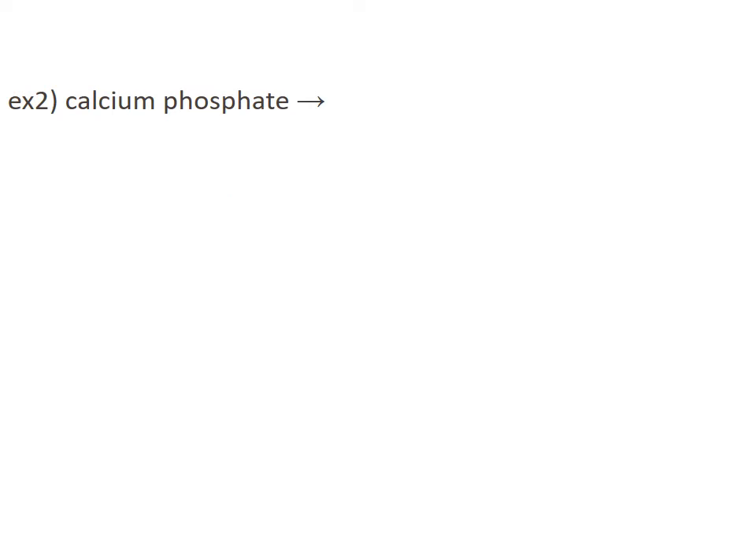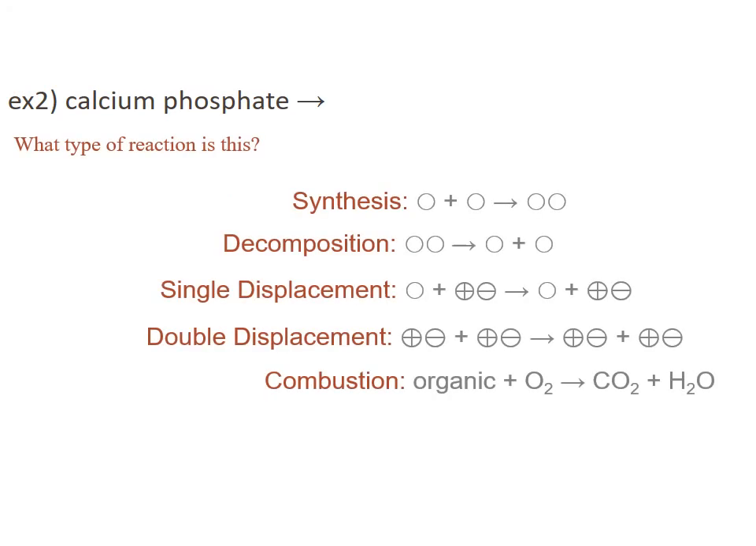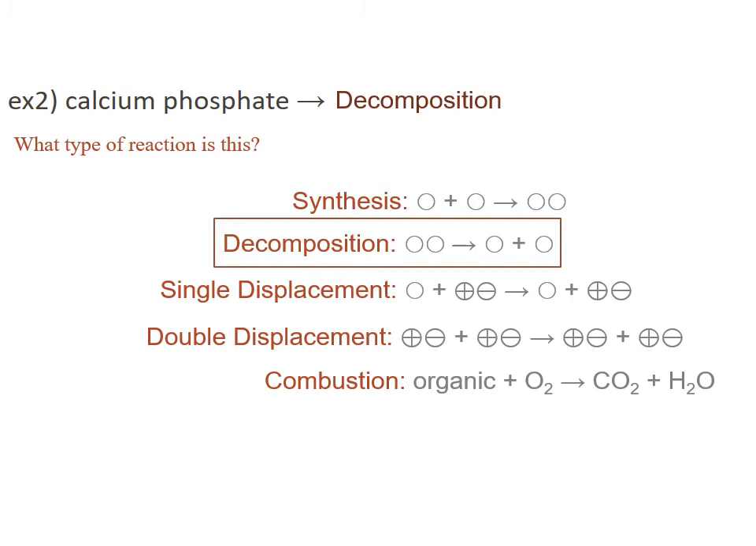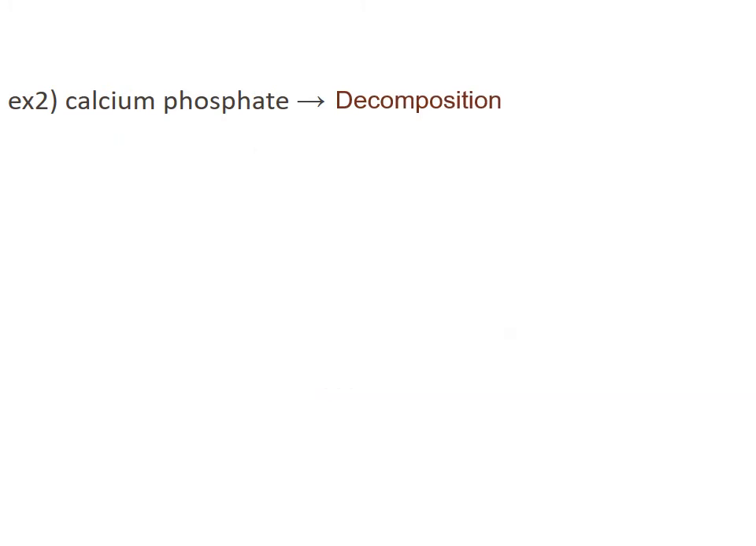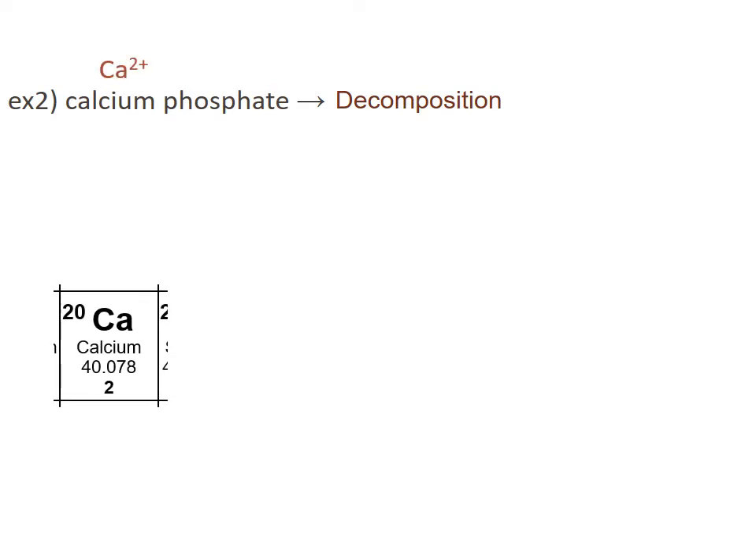Example 2, calcium phosphate. What type of reaction is this? Well, we only have one reactant, so that has to be decomposition. So let's write decomposition after calcium phosphate. Now to complete the reaction, I look up calcium on the periodic table, number 20. It says it takes a +2 charge, so I'll write Ca2+ over calcium. And phosphate is on our negative list, that's PO4 3-.